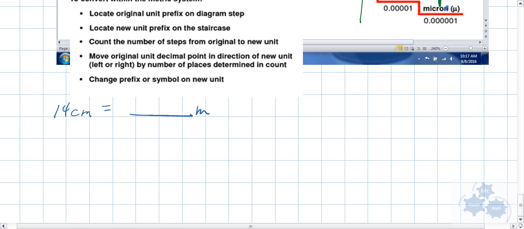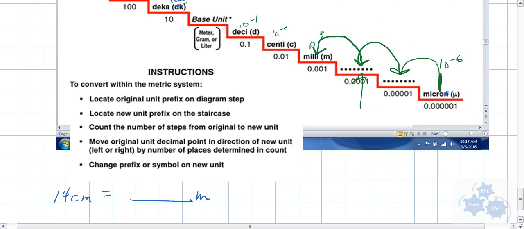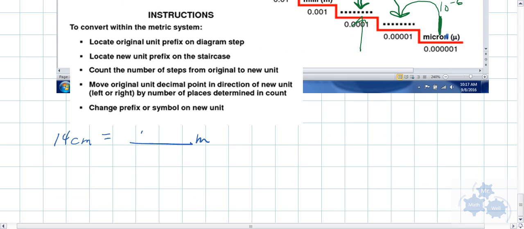And if we go back to our table, what we see is centimeters to meters, we move 2 spaces to the left. And so this is going to be 0.14. Agreed? Okay. Now, what if I had something like this? 14 centimeters squared equals how many meters squared? The first example was a length, right? The second example is an actual area. And I'll make that square because it's squared.